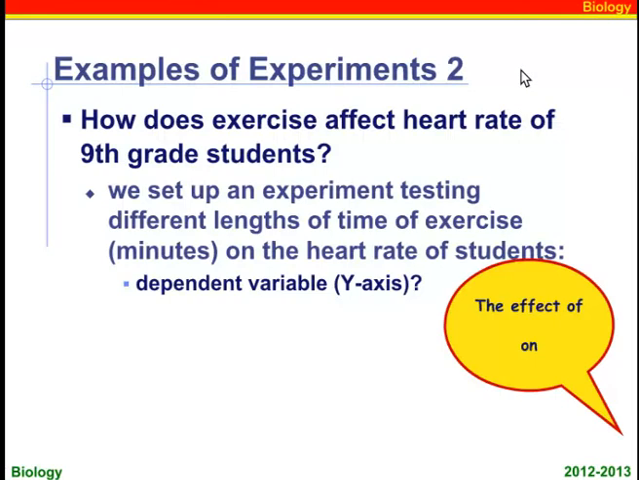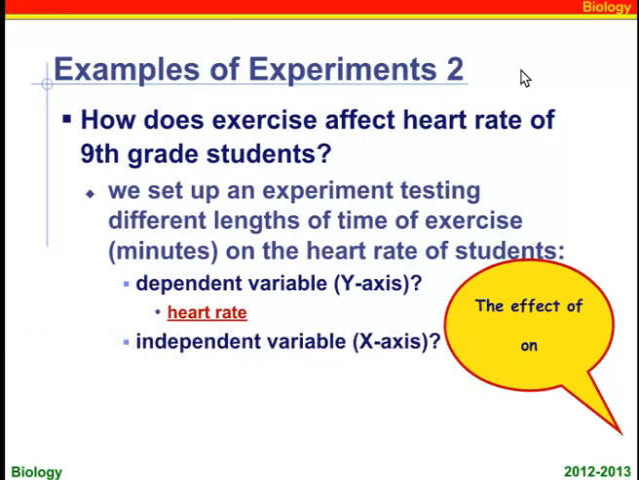Okay, that's the dependent variable. That's what we're measuring. If you think about it, it's going to be the heart rate. We're measuring how many beats per minute each student's heart is going to be beating. We don't know that before the experiment starts. We're going to be measuring that. That's what we want to find out.